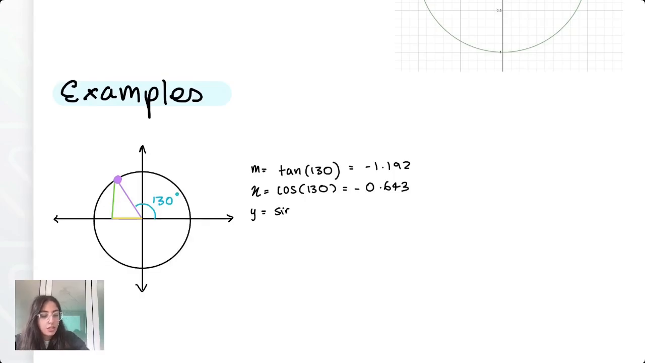Okay. And then, Chris, can you tell me what the y is? Sin 130. Sine. And should it be positive, negative? Negative. Why? Have a look at the y. Is the y positive or negative? Oh, it's positive. It is positive, so it should be positive, right? Yeah. So we get 0.7660. Yeah, beautiful.